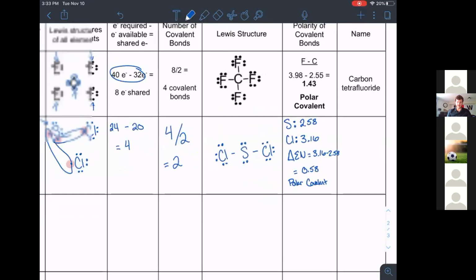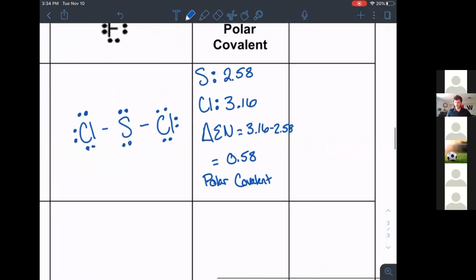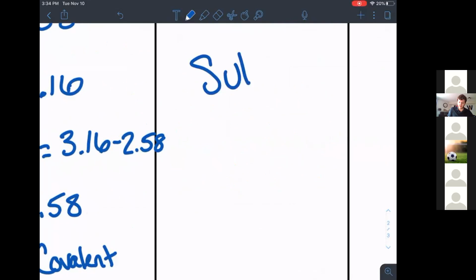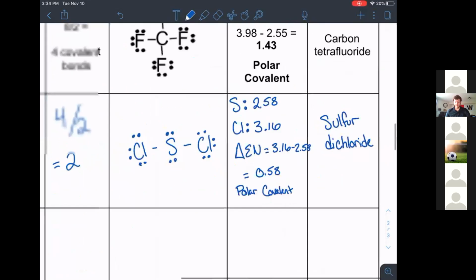All right, so now we have to name this molecular compound, or this covalent compound. So how are we going to name this compound? SCl2. Sulfur dichloride. Perfect. The sulfur doesn't get a prefix because there's only one of them. Di meaning two. Chloride because we changed the ending from INE to IDE. Any questions on that first column?